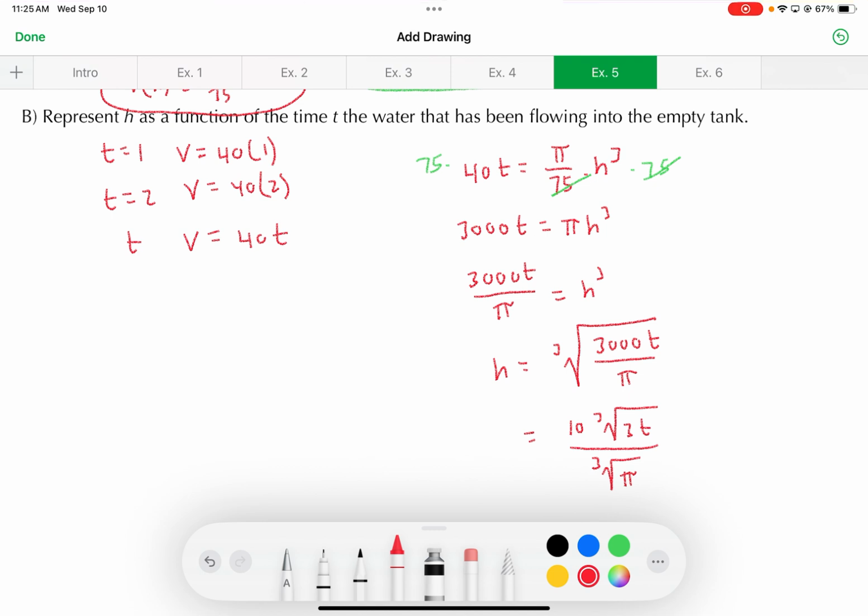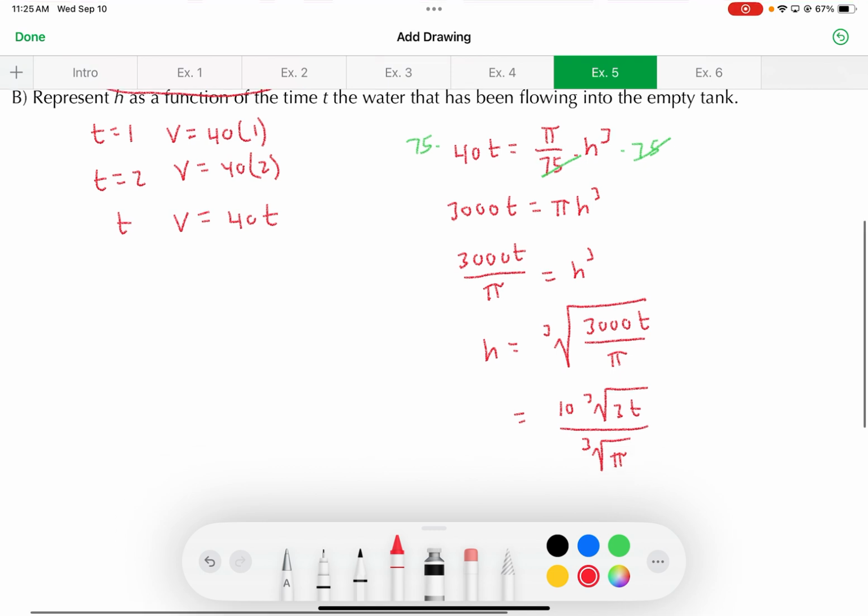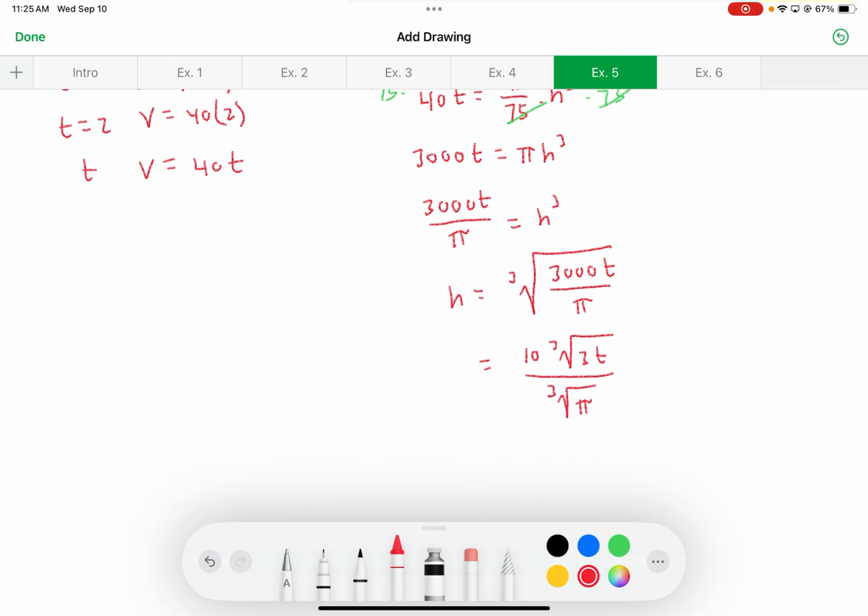If this were a test, would you say that's a complete simplified answer, circle it, go on to the next problem? I hope not. What do we still need to do? Yeah, we don't like those radicals in the denominator. That's an irrational denominator, right? Okay, so we're going to rationalize.